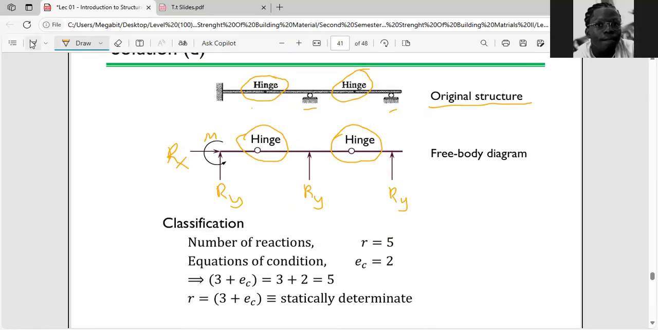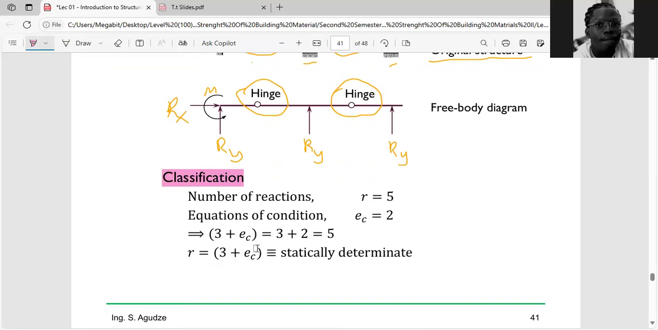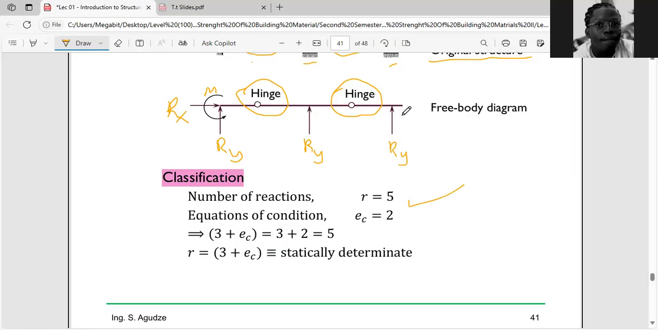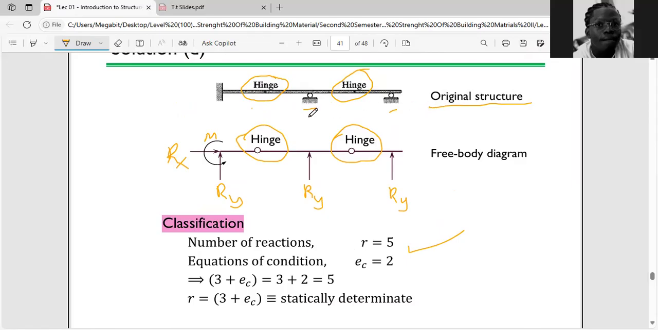From there, we come to our classification. In our classification, our number of reactions R is equal to 5. If you count, you are going to realize that we have 3 supports over here, which entail 1 fixed support and 2 rollers. The rollers possess only 1 reaction each, so 2 rollers give 2 reactions. The fixed support has 3 reactions. If we add the 2 to the 3, we get 5. So the number of reactions over here is 5.